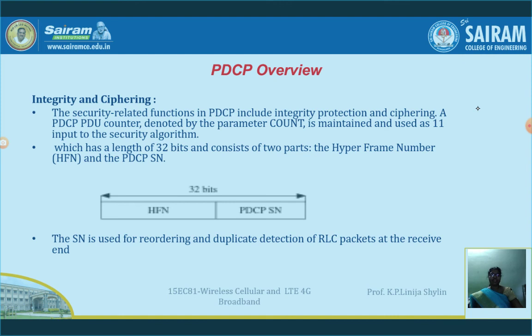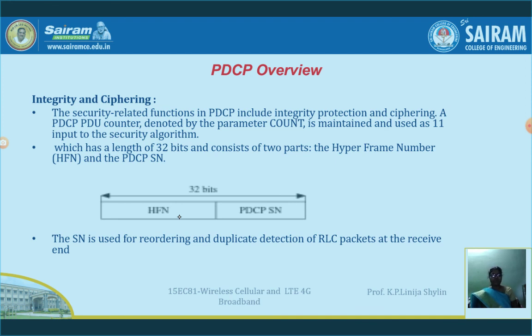And then coming to integrity and ciphering. Here we have seen the format with HFN and PDCP SN. So integrity and ciphering are security functions. Actually, both of these are security functions in the packet data convergence protocol. And here we have the format of COUNT. This structure we call the format of COUNT, which consists of HFN and PDCP SN. It has a length of 32 bits and consists of two parts. The total 32 bits is divided into two parts, and HFN is the hyperframe number.